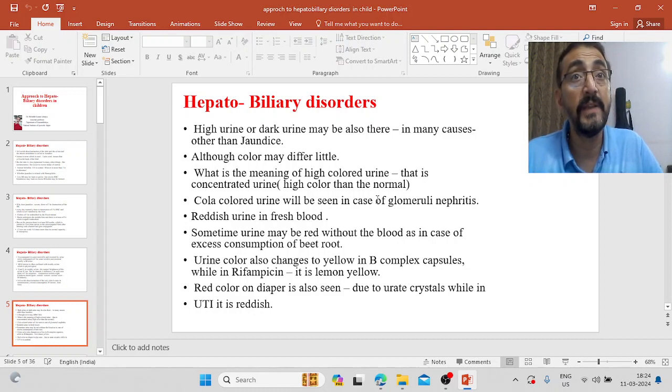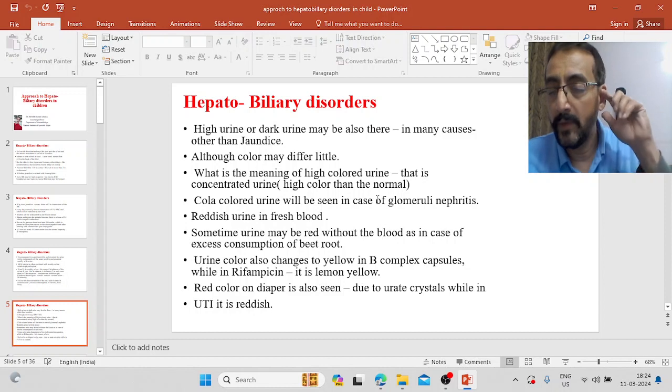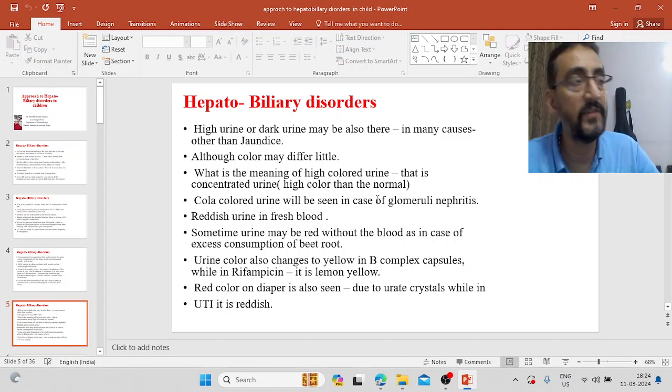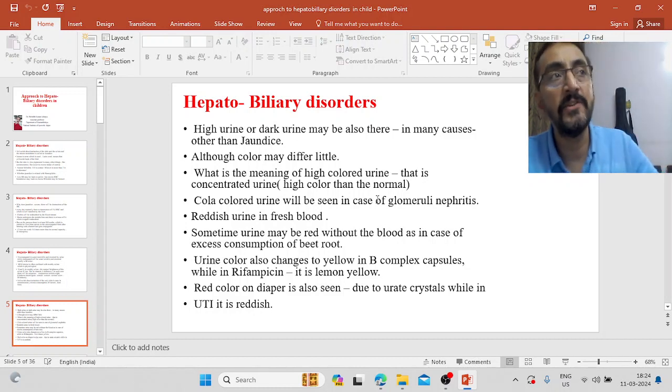Now we are talking about pita wind mutra. Only the urine of the patient or child gets high color or dark, but there is no jaundice anywhere. This is possible. The patient does not have any jaundice in the sclera or other parts of the body, but still the patient is passing dark urine. This is possible in many conditions other than jaundice. There is no jaundice, but still the patient is passing yellowish urine.